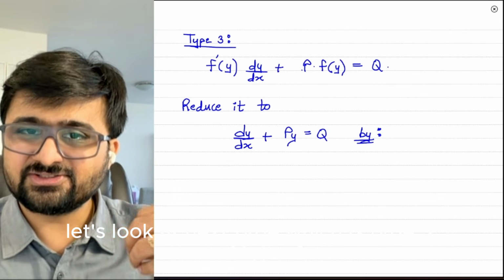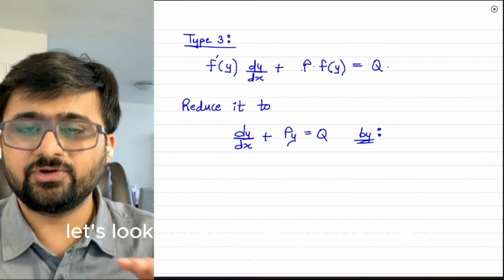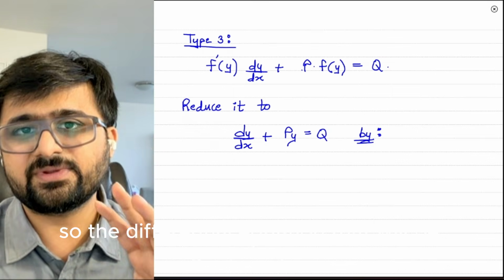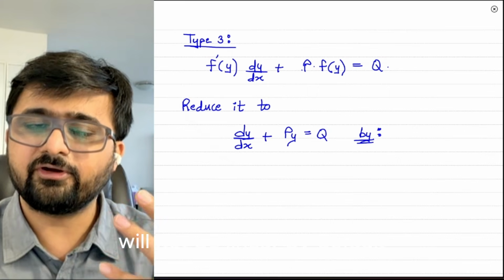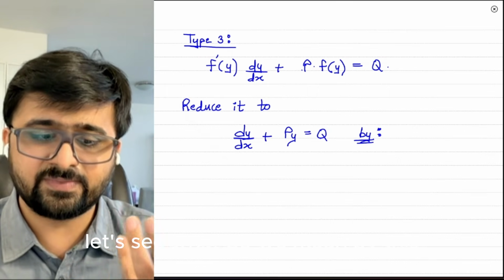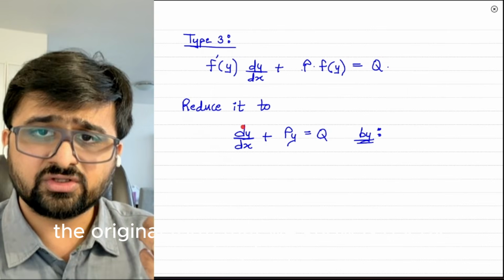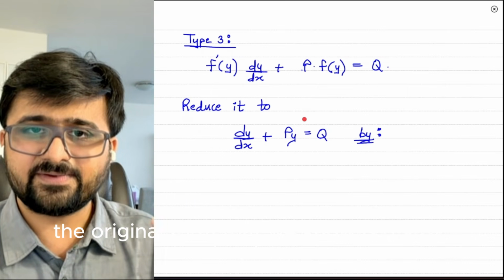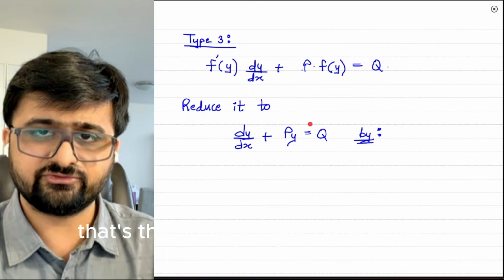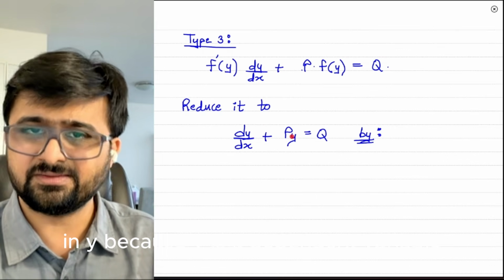All right, let's look at the next types, which are type 3 and type 4, which are reducible to linear differential equations. The differential equation given to you will not be linear by default. You will have to do a small thing and convert it to linear. Let's see what we mean by this. The original form that we know is dy by dx plus py is equal to q. That's the original linear differential equation form in y, because y is the dependent variable.